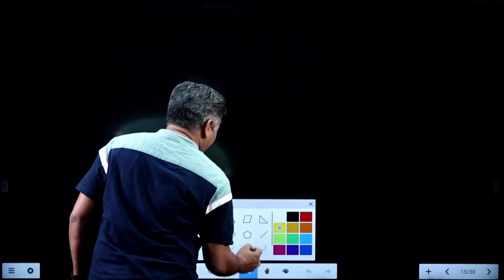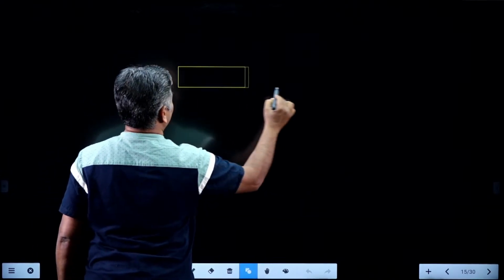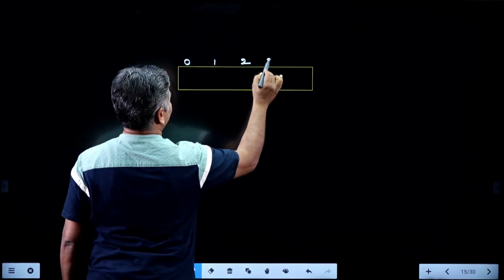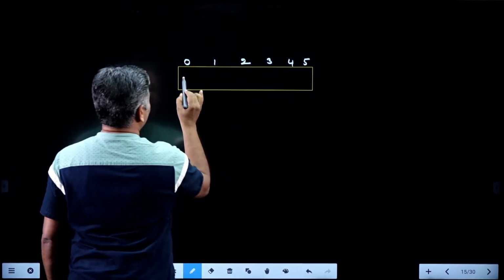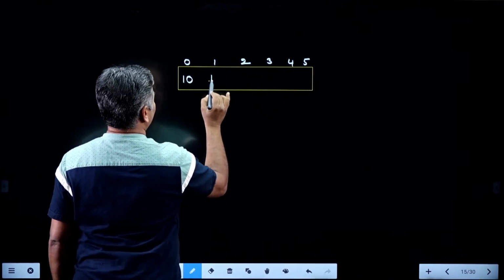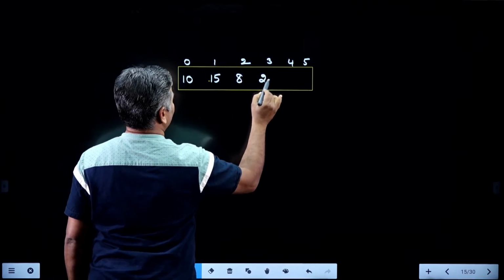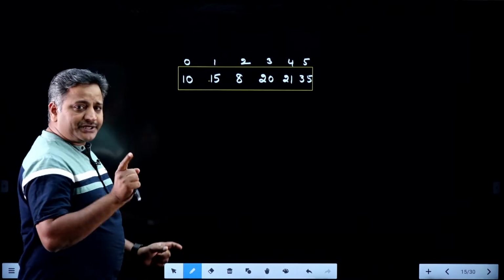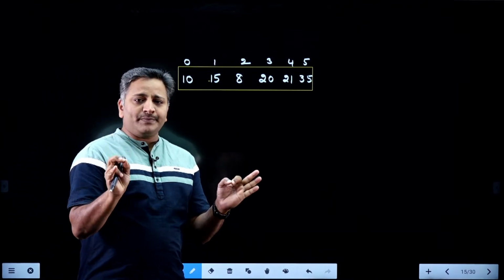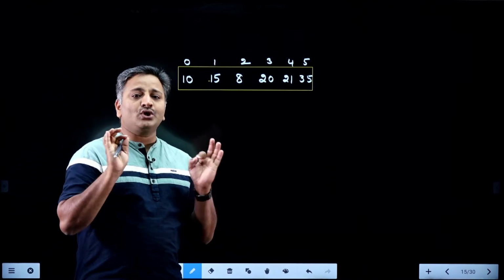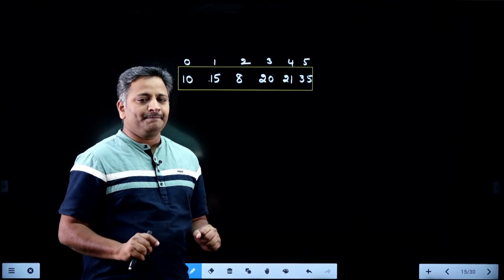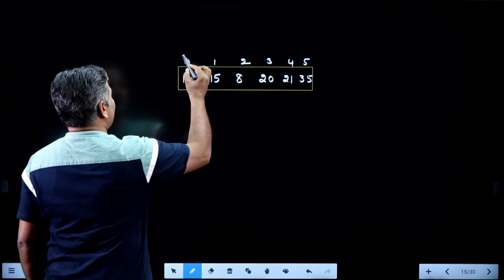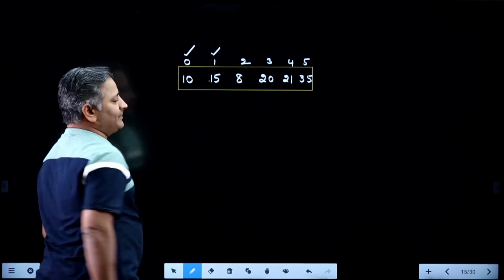Suppose the array has indices 0, 1, 2, 3, 4, 5, and assume the elements are 10, 15, 8, 20, 21, 35. I came to know there is a question: what is the time complexity for finding an element which is not the largest? How to find it? Simple logic: just compare the 0th index and first index elements.